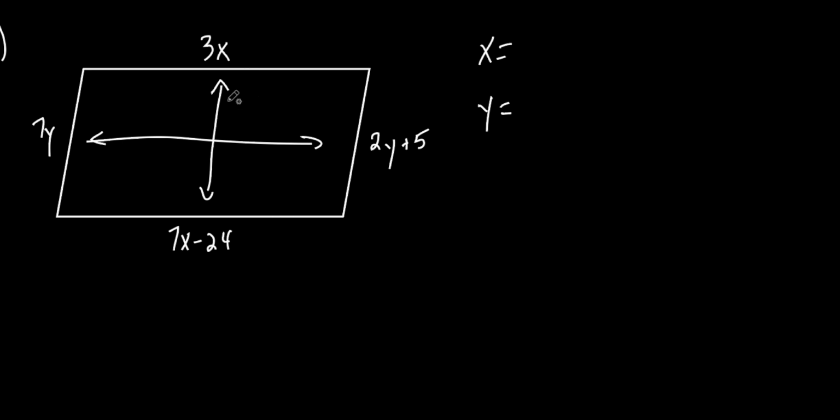Let's try this again. You set these 2 equal to each other, you solve for x. You set these two equal to each other, and you solve for y. So x is your answer, y is your answer. You don't even have to plug it back in to find the lengths of it. You just got to solve for x and y.